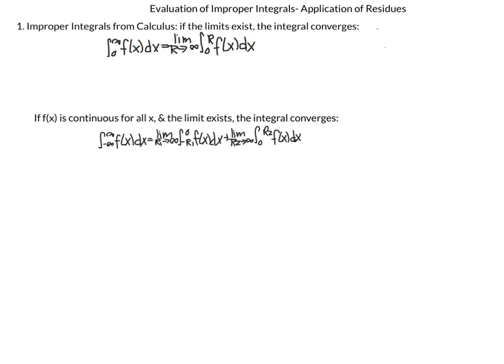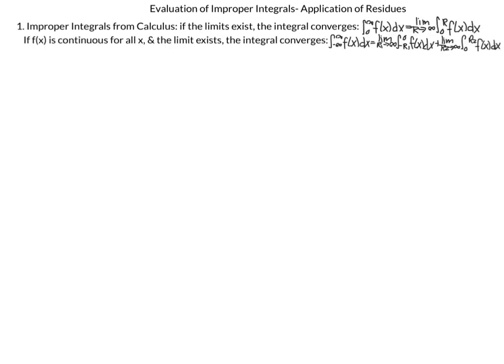Then similarly, if f of x is continuous for all x and the limits exist, we can define this integral, where the integral goes from negative infinity to infinity of f of x dx. That will be equal to the limit as r1 approaches infinity of the integral from negative r1 to 0 of f of x dx, plus the limit as r2 approaches infinity of the integral from 0 to r2 of f of x dx. I'm going to keep these notes on improper integrals that we just discussed over here for your reference, but I made them smaller so we have more room.